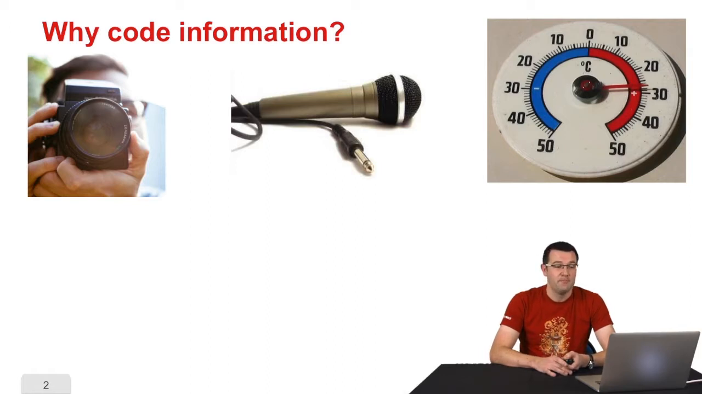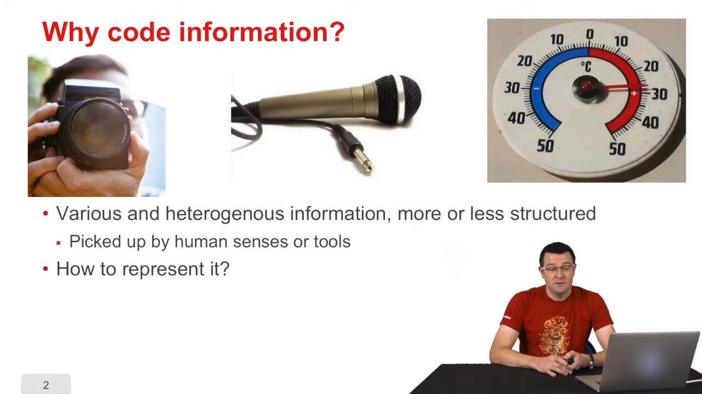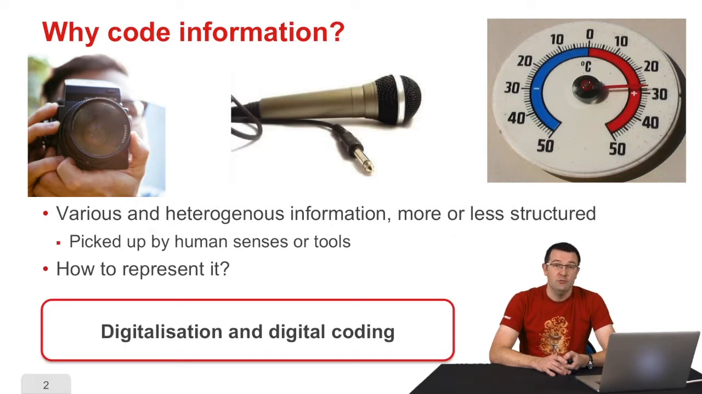Lots of different things. Very different things, more or less structured, that will be received either by our human senses or by tools. The question is, how can that information be represented so that it can be stored in a computer? To do that, it will be digitalized, digitally coded. That means translating it into numbers that will then be given to the computer.